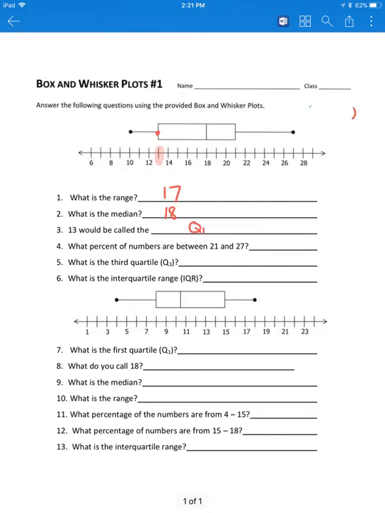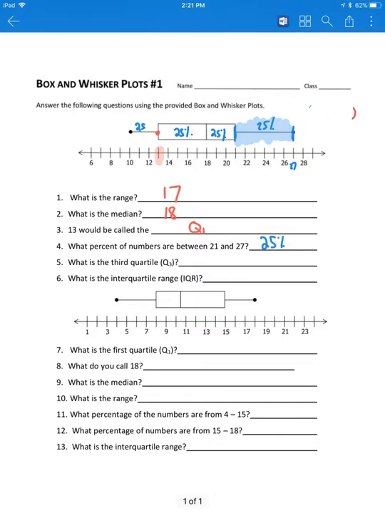Question 4 says, what percent of numbers are between 21 and 27? I'll switch to blue for this one. I'm going to mark 21 right here. Oh, I'm sorry, 21 and 27. I don't know what I'm thinking. 21 and 27, 27's right there. If you remember, every section of a box plot is 25%. So this whisker is 25%, this section is 25%, this section is 25%, and this whisker is 25%. If I'm looking at this section here from 21 through 27, you would say 25% of the data is there.